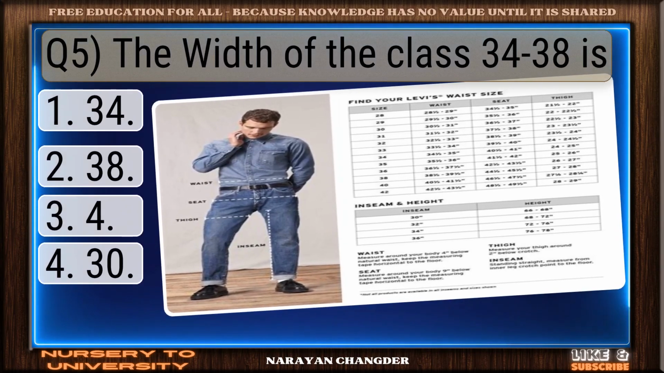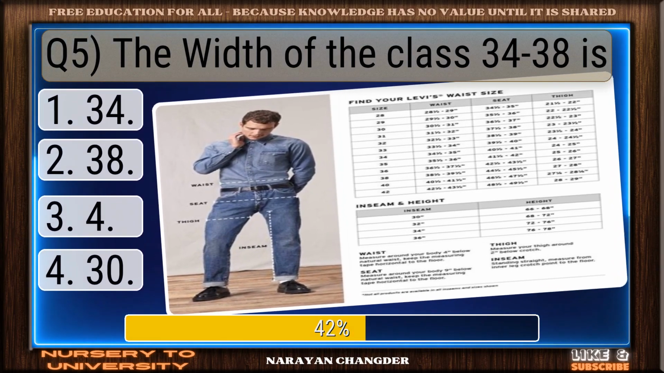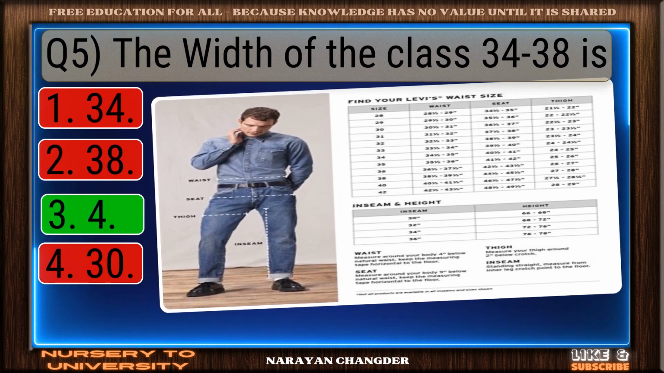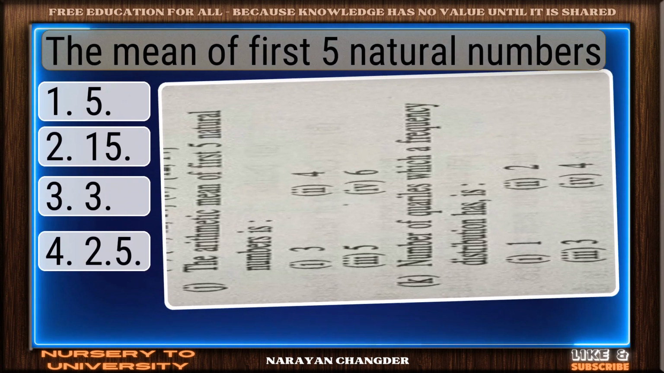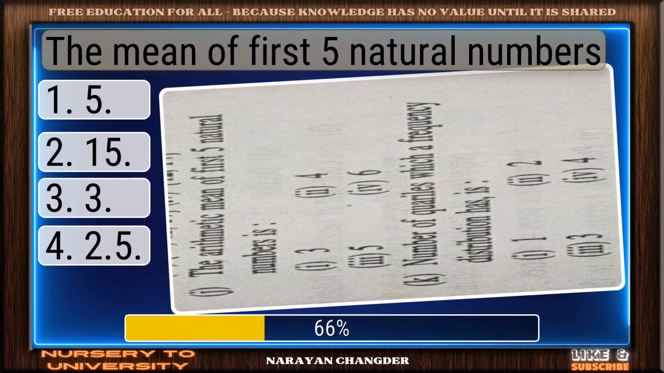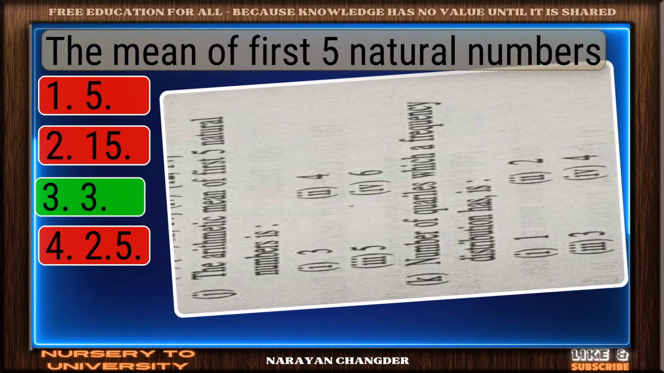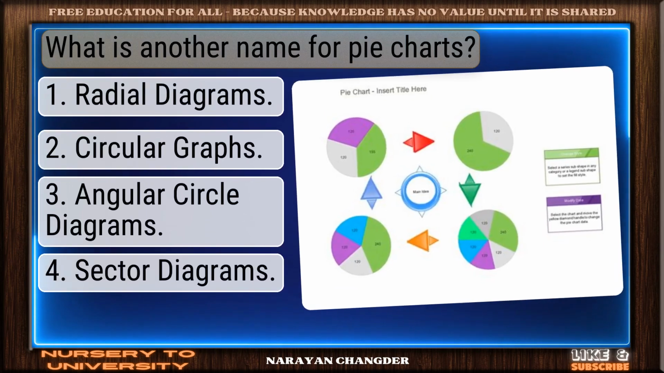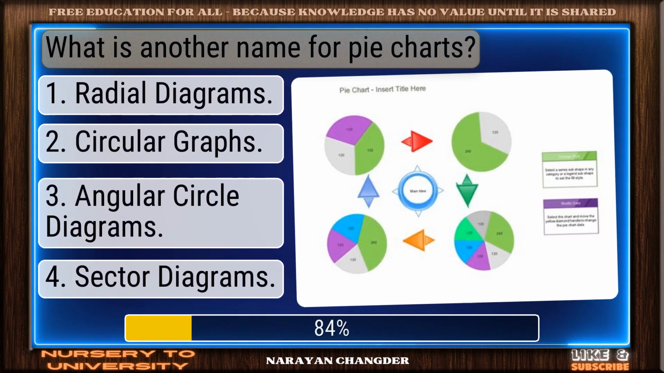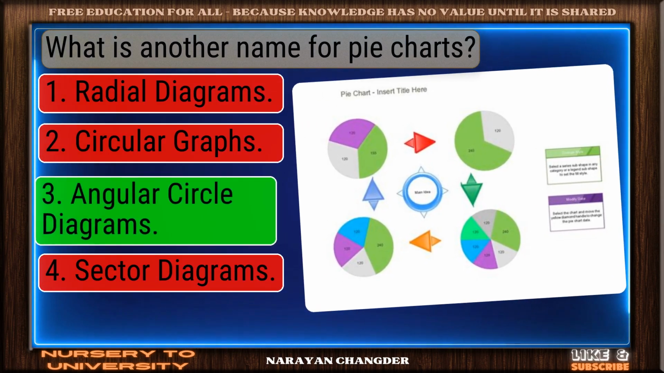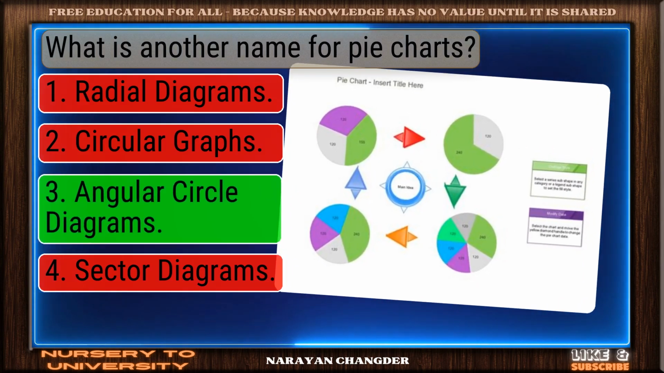Q5, the width of the class 30-38 is... Good thinking. 4 is right. The mean of first 5 natural numbers. Well reasoned. 3 is correct. What is another name for pie charts? Valid point. Angular circle diagrams is true.